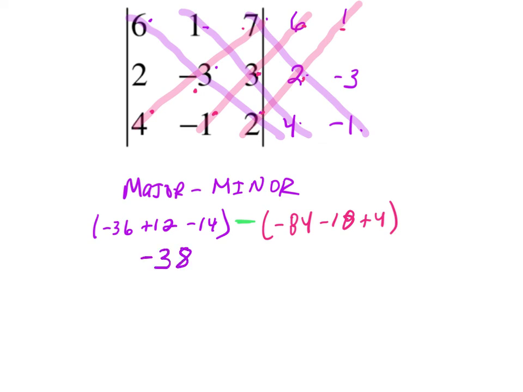-38. Agreed. Now I have minus. Don't forget that minus is there. I like to leave the second thing in parentheses just in case. So I have -84 minus 18 plus 4. -98.